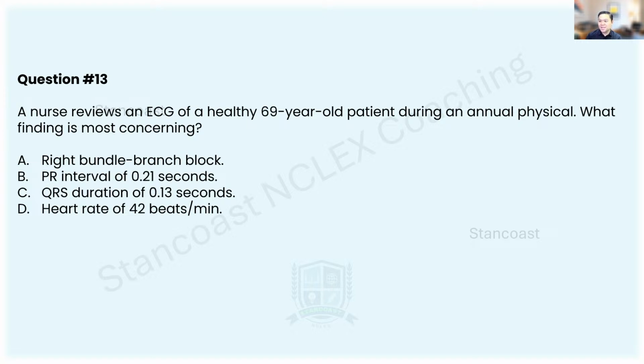Okay. A nurse reviews an EKG of a healthy 69-year-old patient during an annual physical. What finding is the most concerning? Is it A, right bundle branch block, B, PR interval of 0.21, C, QRS duration of 0.13, and D, heart rate of 42 beats per minute? What is your answer?